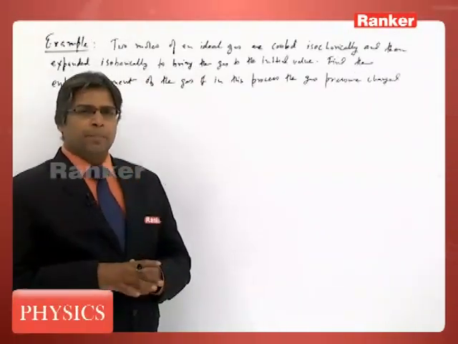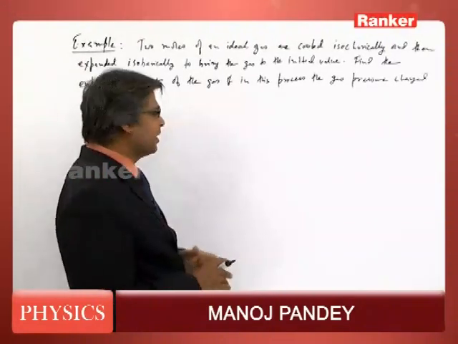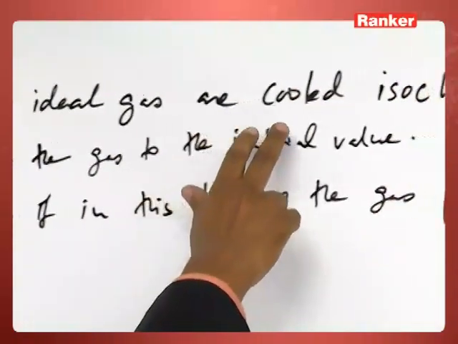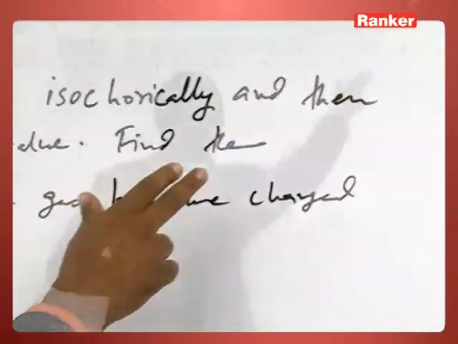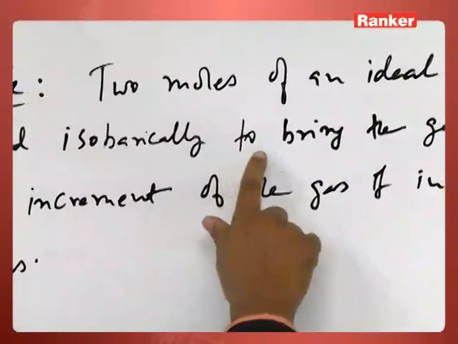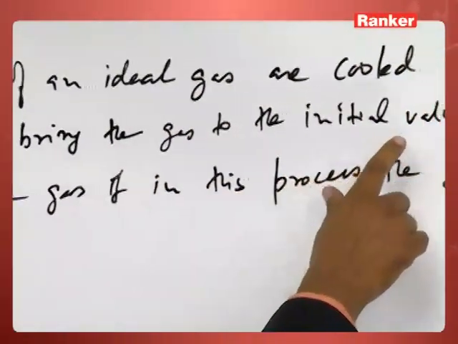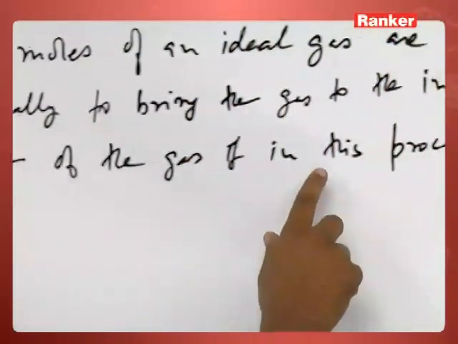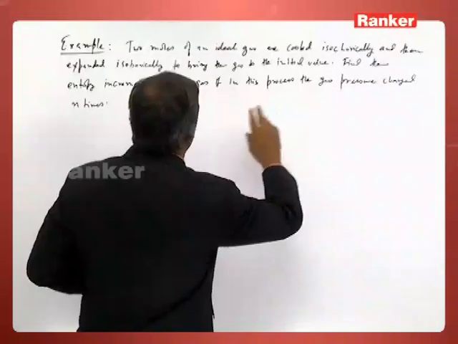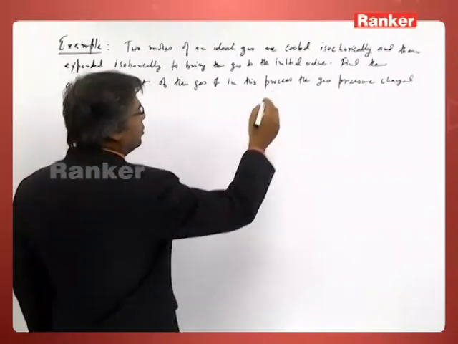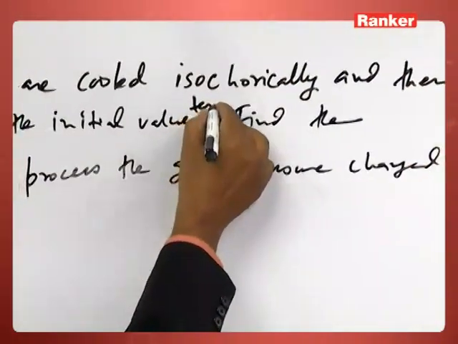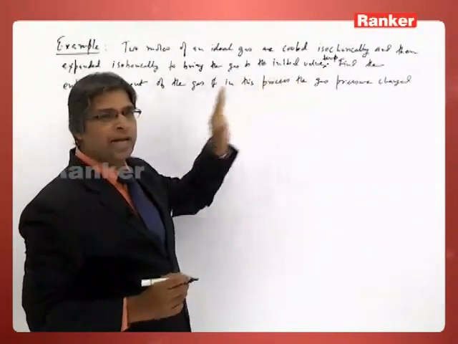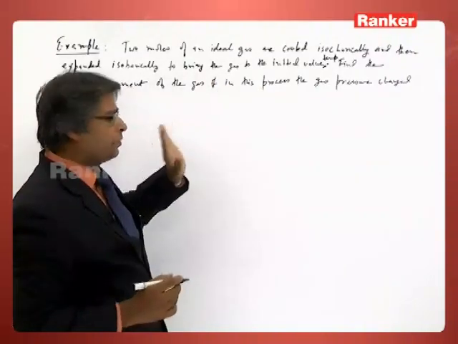So let us take an example. We have already seen this example previously. 2 moles of an ideal gas are cooled isochorically and then expanded isobarically to bring the gas to the initial value of temperature. Find the entropy increment of the gas if in this process the gas pressure changed n times. Let us see what we have to do to get the initial value of the temperature.